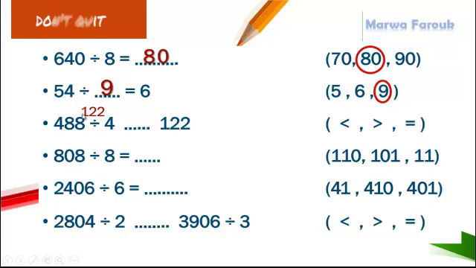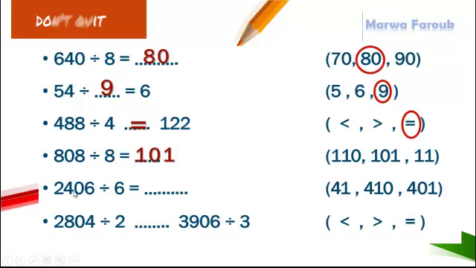Next one, I have on one side 488 divided by 4, and on the other side 122. 4 divided by 4 equals 1. 8 divided by 4 equals 2, and 8 divided by 4 equals 2 also. So we got 122, 122. So we are going to put equal. Next one, just like the one on the previous page, 505 divided by 5, but here we have 808 divided by 8. Starting from the left, 8 divided by 8 equals 1. 0 divided by 8 equals 0, and 8 divided by 8 equals 1, so we got 101.